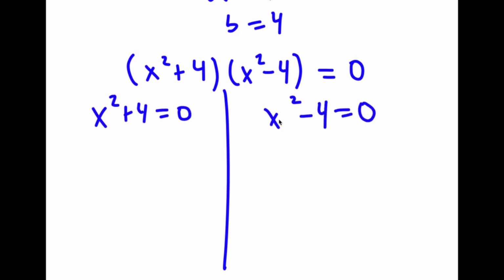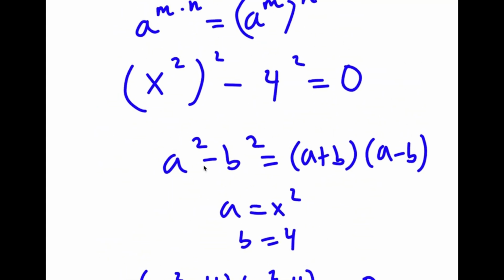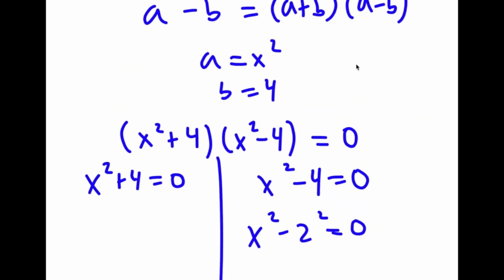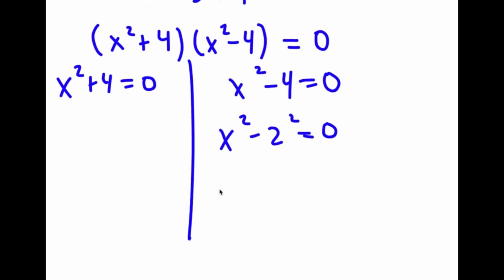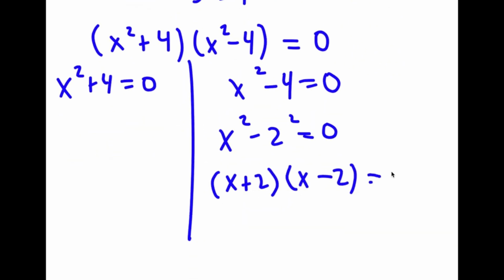So for x squared minus 4 equals 0, I'm going to write 4 here as 2 squared. So now I have x squared minus 2 squared is equal to 0. Now remember that if we have something in the form a squared minus b squared, this is equal to a plus b times a minus b. And in this case, a is equal to x and b is equal to 2. So I have x plus 2 times x minus 2 is equal to 0.